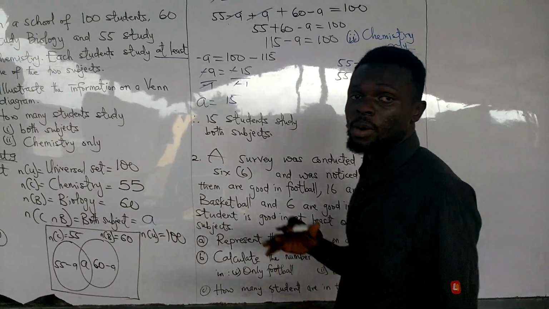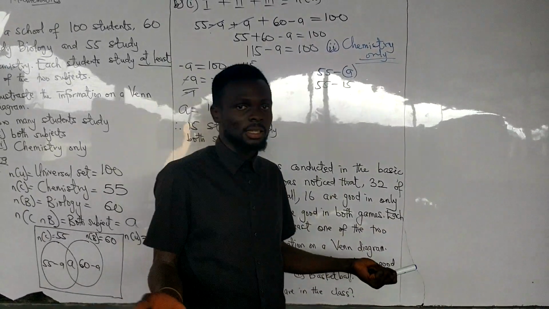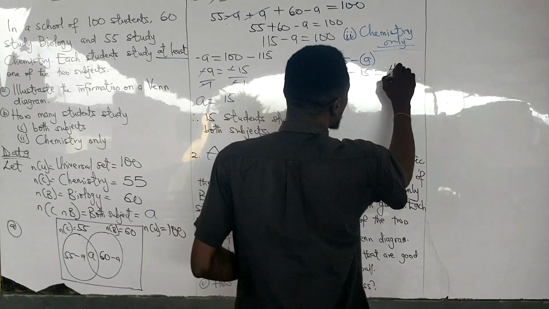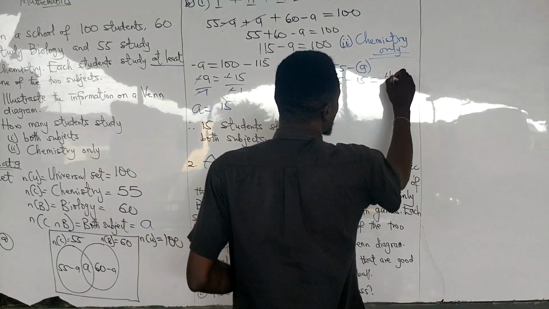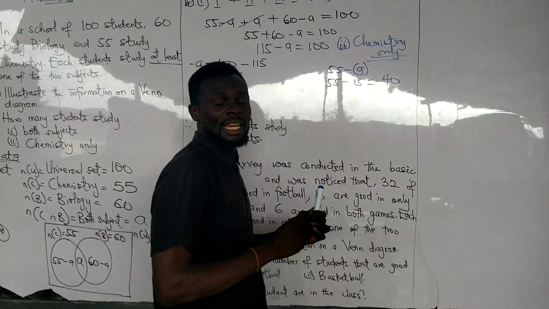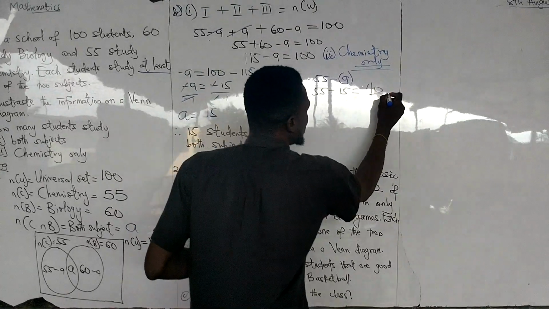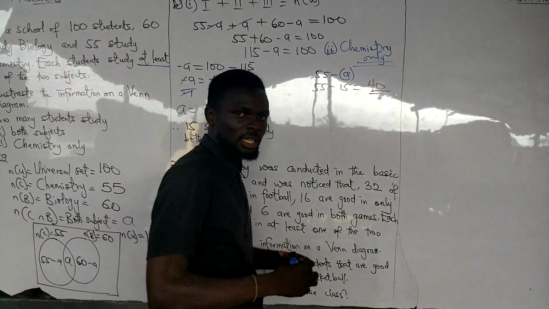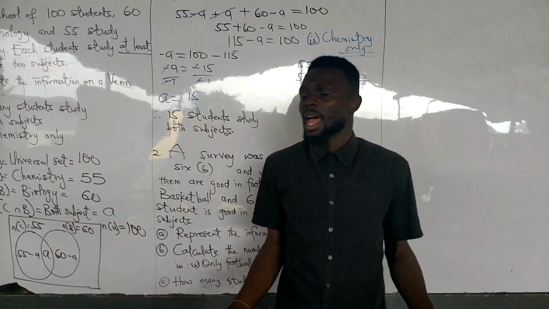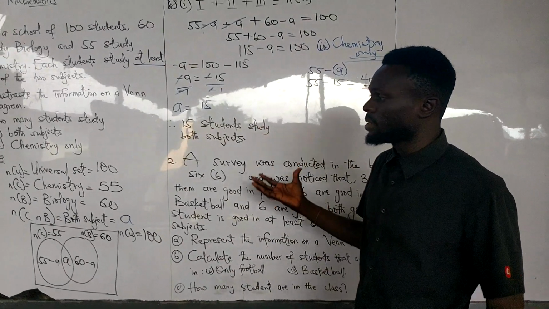55. If you take away 15, you are left with 40. So this is equal to 40. So how many students studied chemistry only? We have here 40 students. And this is what the question is demanding.